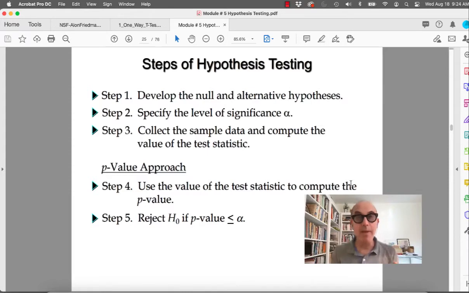It is a statement, and the more accurate you are in your statement, the better you are at verifying this information. Then you have to specify the level of significance, then collect the sample data and compute the value of the test statistic. The p-value approach: step 4, use the value of the test statistic to compute the p-value, and then step 5, reject the null hypothesis if the p-value is equal to or smaller than the level of significance.